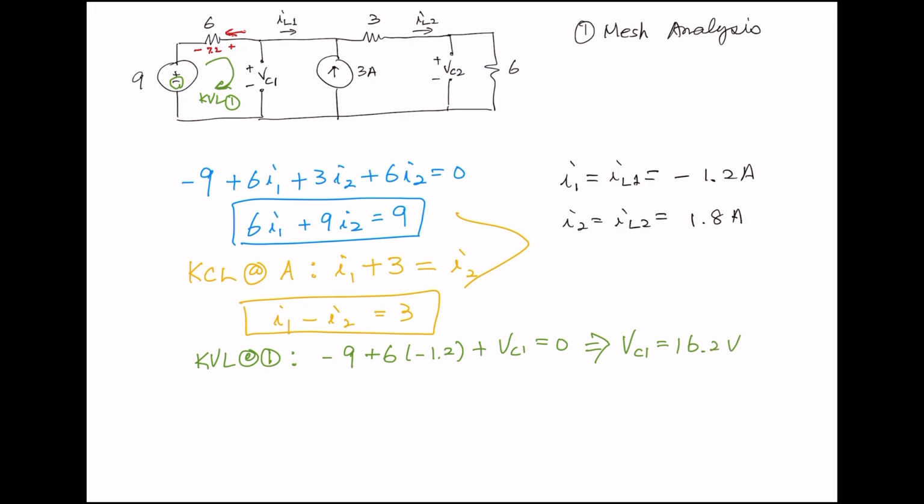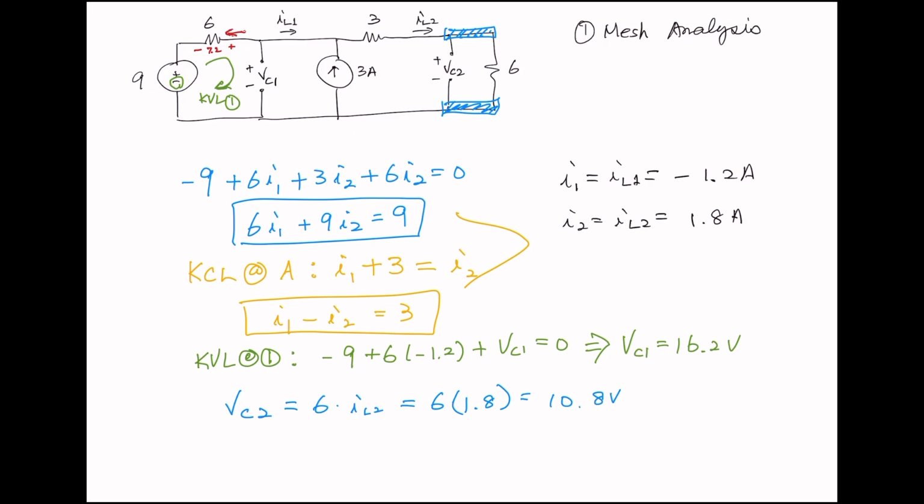Okay, now for VC2, this node and this node, VC2 and the 6 ohm resistor, they are in parallel because the top node and bottom node are shared. Therefore, whatever the voltage across the 6 ohm resistor is, it's going to be VC2. So we can say VC2 equals 6 times IL2. That is 6 times 1.8, and that is 10.8 volts. Okay, so now we have VC1, VC2, IL1, IL2. You can use the equation for the energy. You should be able to find that.